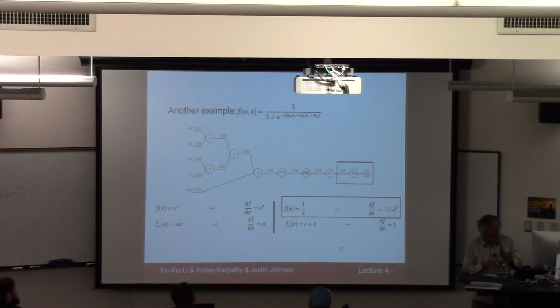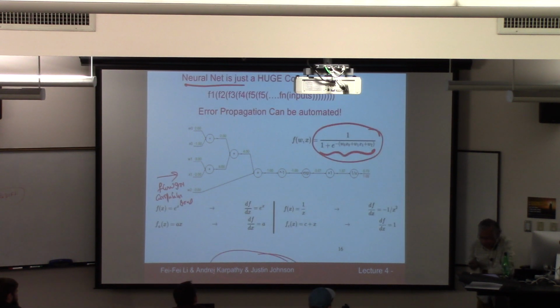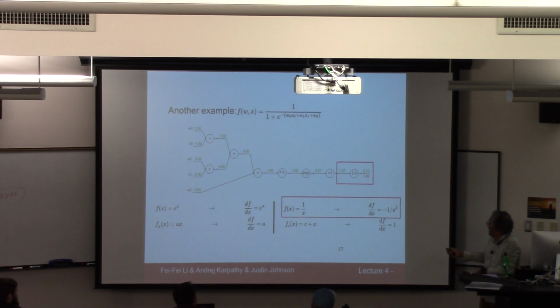I'm sorry, let's actually go through this step by step. Okay, so you have minus 1 over x squared is what you have to have here. 1.37 is the input that's coming through. This 1 times minus 1 over x squared will become minus 0.53. And the red stuff is the gradient, the differentials that are making their way back.